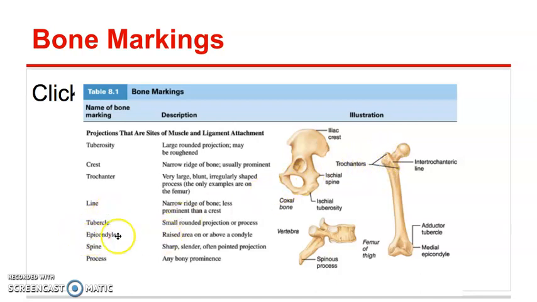Tubercles, epicondyles. Epicondyles are an important one. Epicondyles tend to be found at the end of a long bone. We can see one over here. And it's above the condyles. So the condyles are where bones meet with other bones, and the kind of bumpy region above the condyles are the epicondyles.